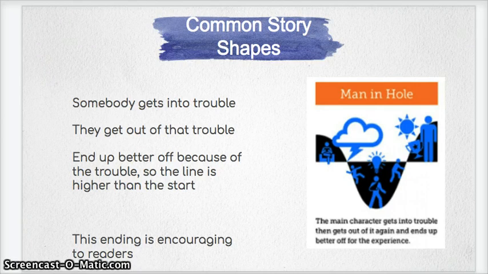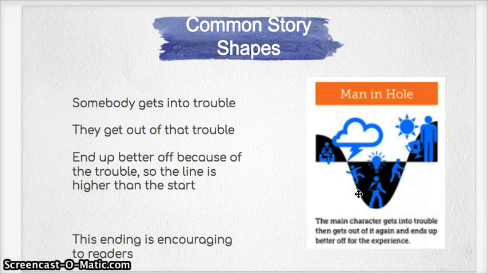I think a lot of you are writing this common story shape called man in a hole or person in a hole. And what happens with this is that the character starts off okay up here in good fortune. If we're thinking about this line here, this is the beginning. This is the end of the story. Anything up here is good fortune. Anything down here is bad fortune. So oftentimes in the beginning of the story, the character is in good fortune. Things are okay. But then they get into trouble and they start to drop into this bad fortune.